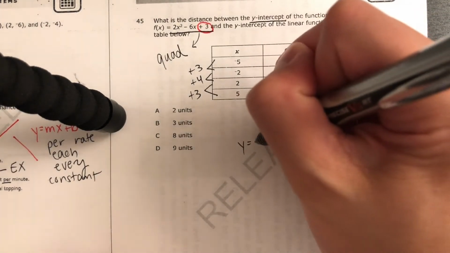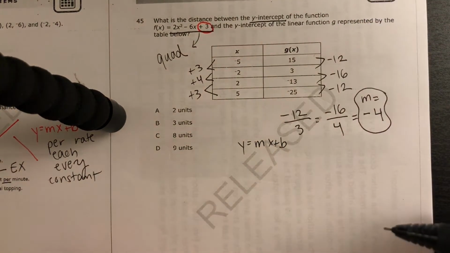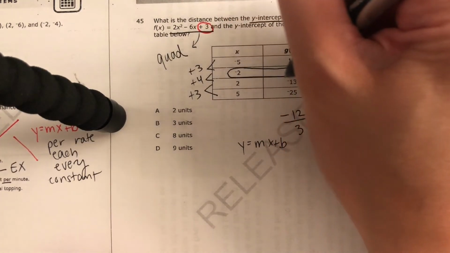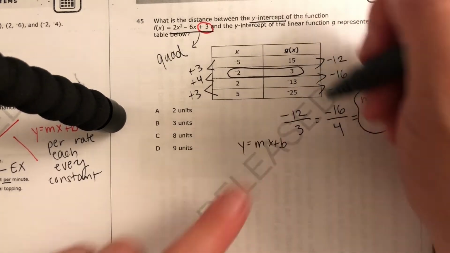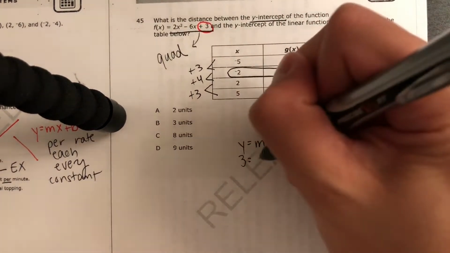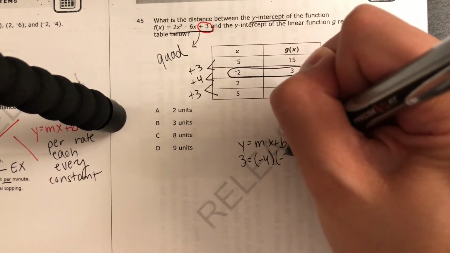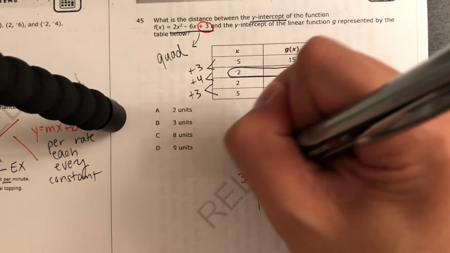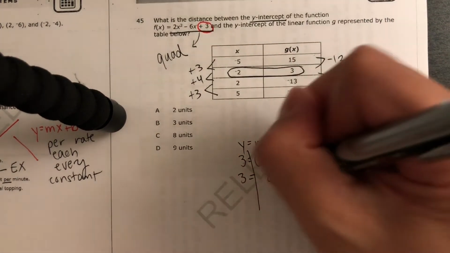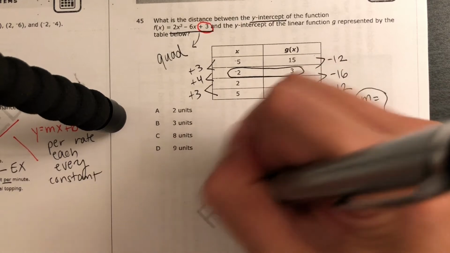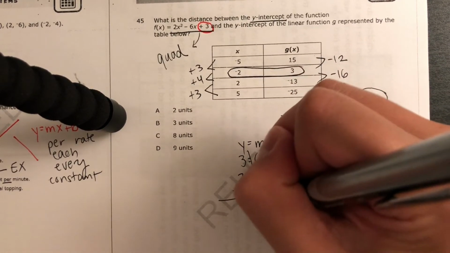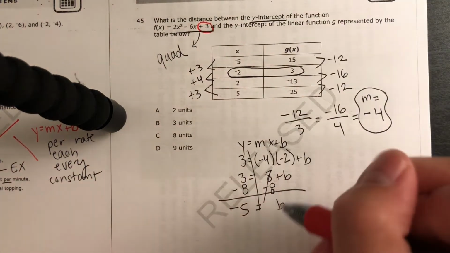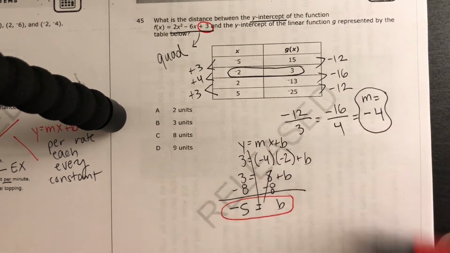Plugging it in to y equals mx plus b, I'm going to pick the easiest points. I like b's because they're the smallest numbers, but any of them will do. So my y value is 3, my m value is negative 4, x is negative 2, and I'm solving for b. These two numbers combined is 8. Drop down everything else, and to get b by itself, I subtract by 8. These cancel, leaving b, and 3 minus 8 is negative 5, and I have my y-intercept for the linear function.